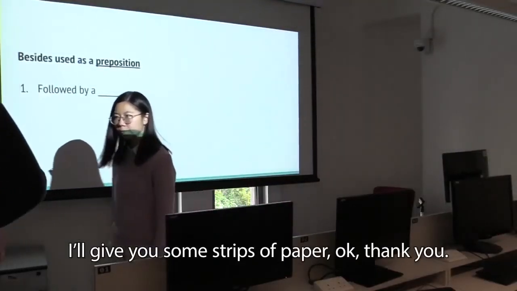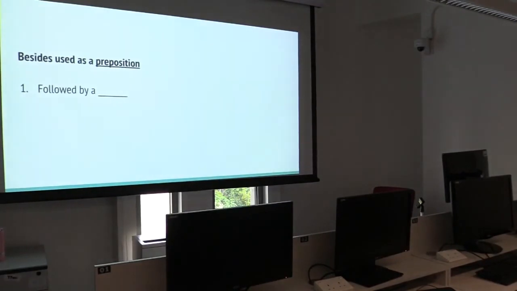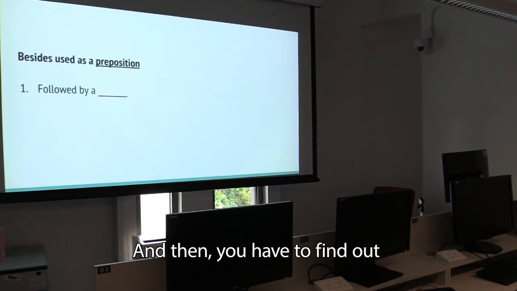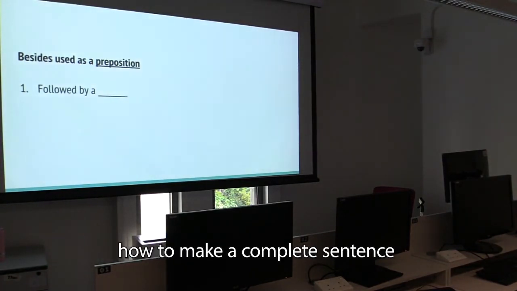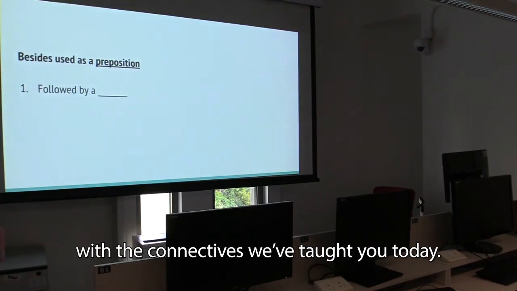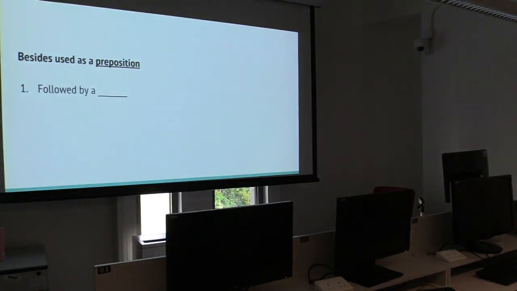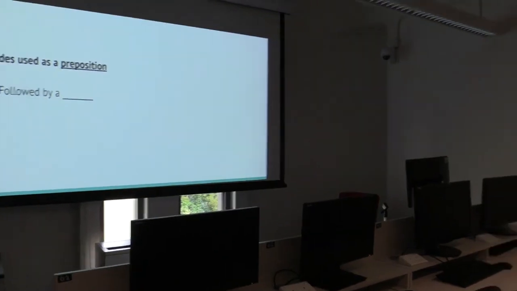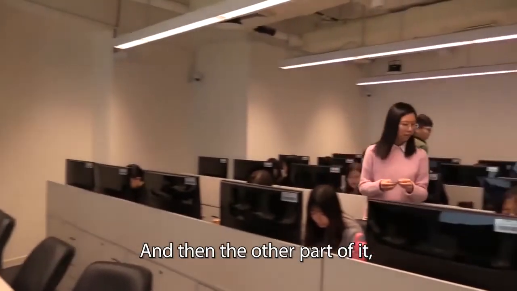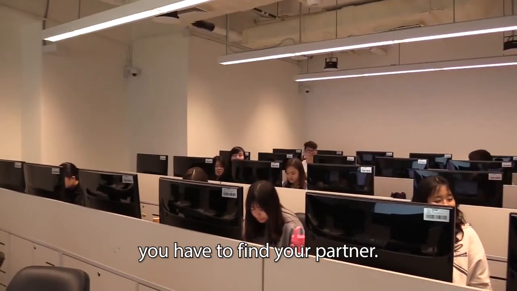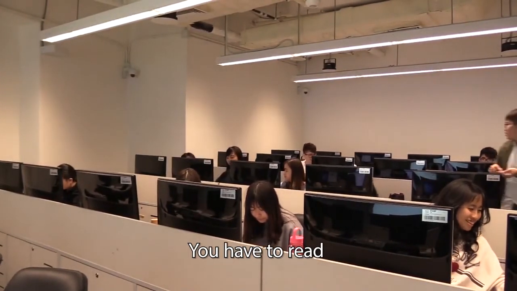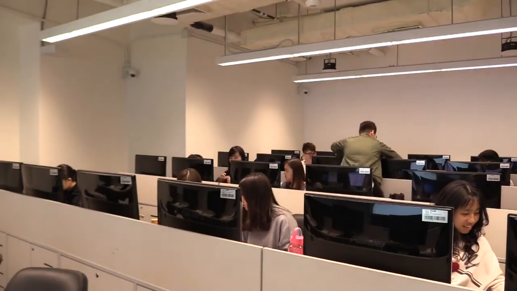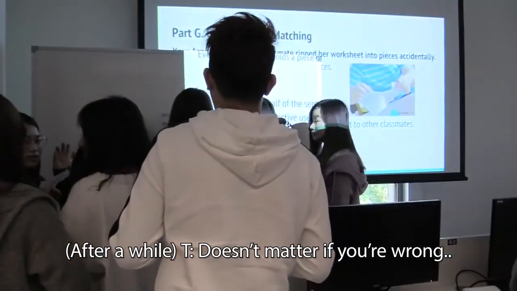Now I'll give you some strips of paper. Paper strips, two colors. And then you have to find out how to make a complete sentence with the connectives we have taught you today. So a tip for you is the same sentence, the front part is pink, and then the other part of it is blue. So you have to find your partner. You have to read your sentence out to know. Sometimes you get it wrong.